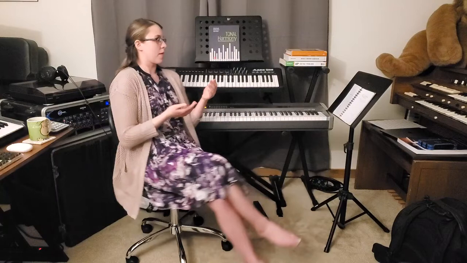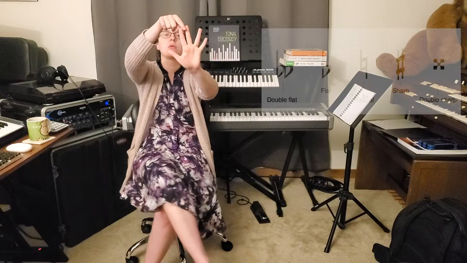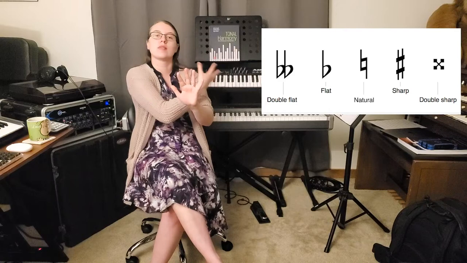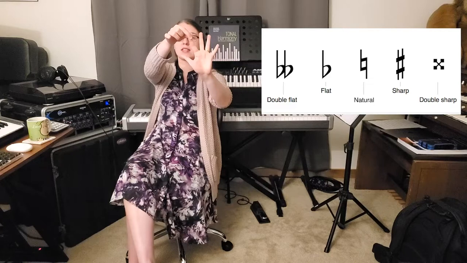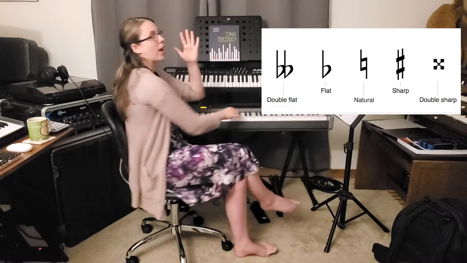There are 5 different kinds of accidentals. I know, mind explosions. You only mostly see 3 of them. The middle one is the natural sign. The natural sign means you play the pitch as written, like the normal old A. A natural is just A. Then there are flats, which lower the pitch a half step. So if I'm on A and I see an A flat, it's down 1. There are sharps that raise the pitch a half step. We go from A to A sharp.